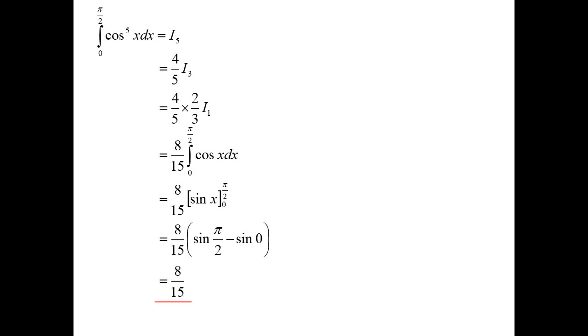I5 is 4/5 I3, and I3 is 2/3 I1. Now that's where I've got to stop, because remember this is being reduced by 2. I can't do I negative 1. So I1 would be the integral of cos x, and that's okay, that's a simple integral. Integrate cos, we get sine. Sub in pi on 2, we get 1. Sub in 0, we get 0. So we just have 8/15 for our answer there.